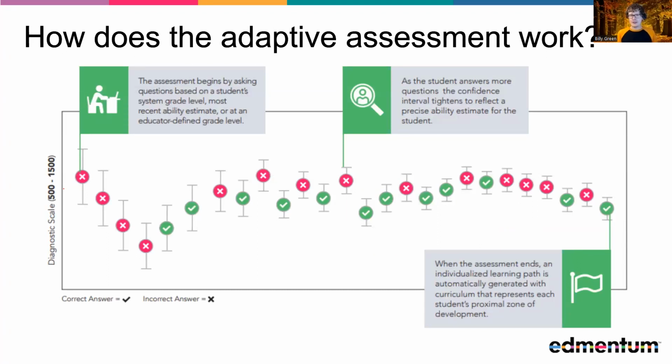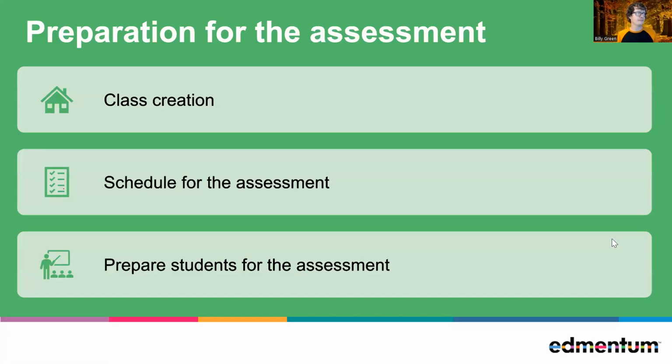Again, I covered this earlier, but just for the sake of argument, they start at their grade level for the assessment unless you've changed it. If they get it wrong, they get easier questions; if they get it right, they get more difficult questions. You want the confidence interval to shrink as time goes on. And then at the very end, we get that learning path. So again, it's adaptive. Students are going to get different questions. The range of questions will vary as well.